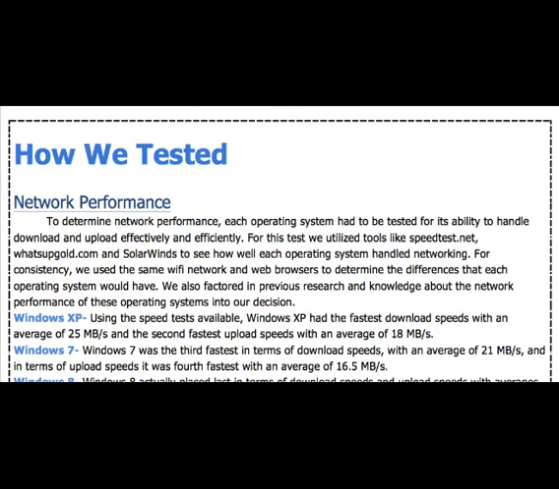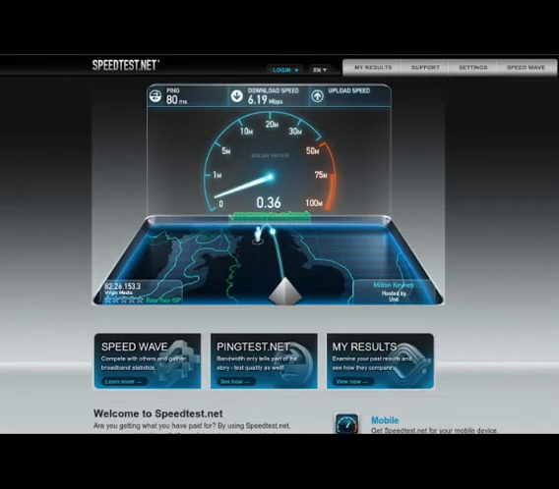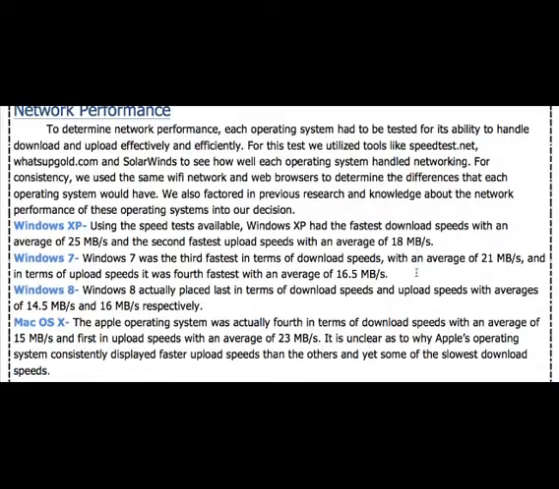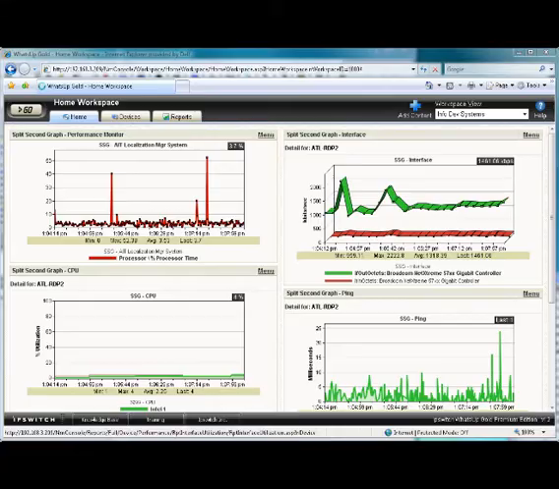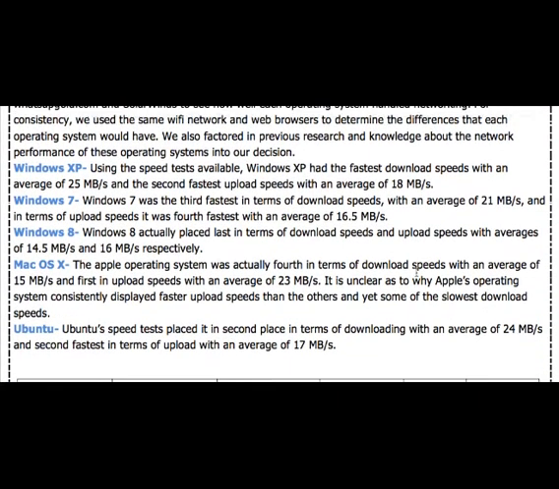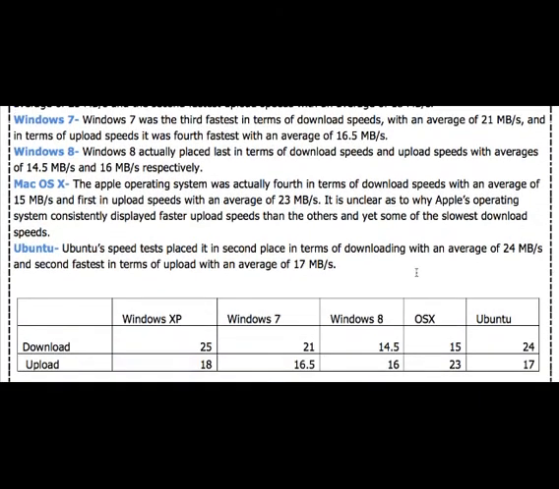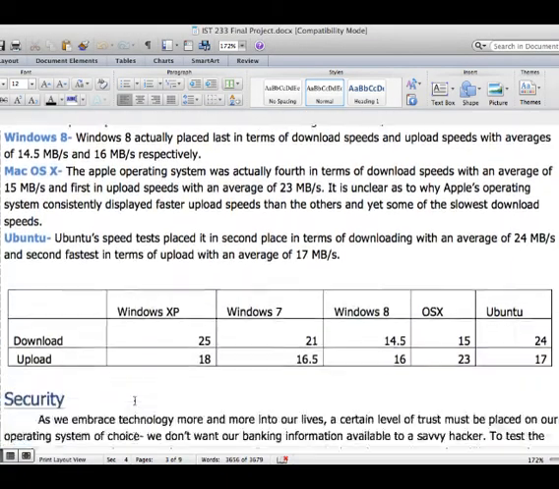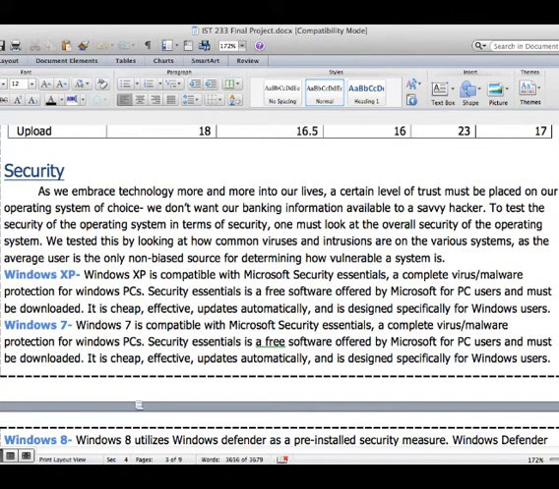When testing the network performance, we used speedtest.net, whatsupgold.com, and SolarWinds to determine how well each operating system handled its networking. We based how we tested security on the vulnerability of each of the operating systems. For example, how common or how often intrusions and viruses took place within each of the operating systems.